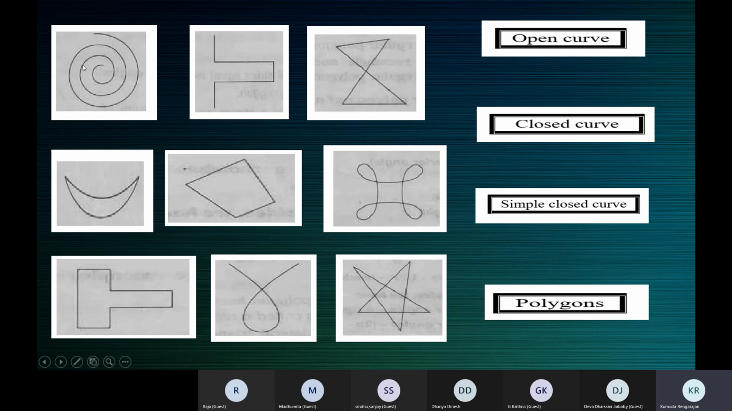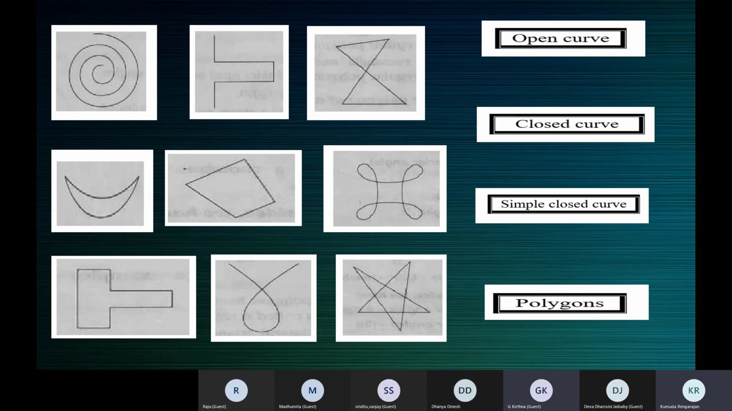So what's the definition of a curve, children? A figure traced out on a plane surface without lifting the pencil. Yeah, without lifting the pencil. So was the first figure, were we able to draw the first figure without lifting the pencil?